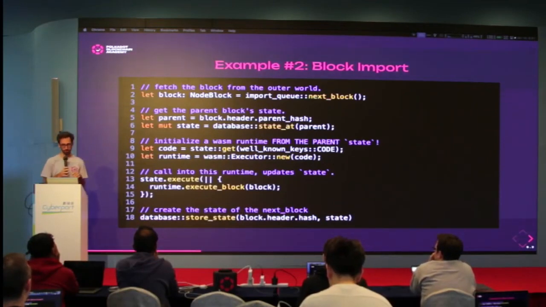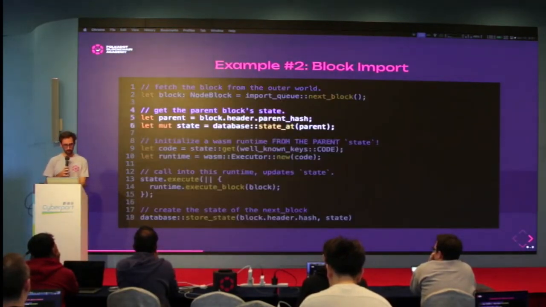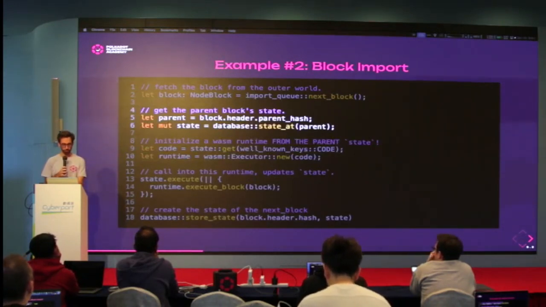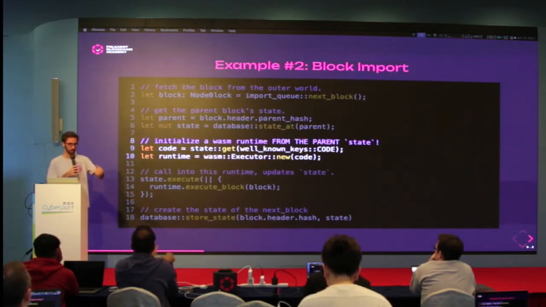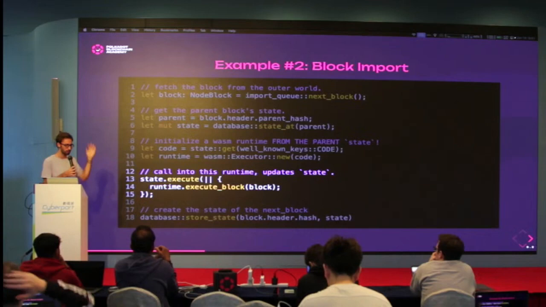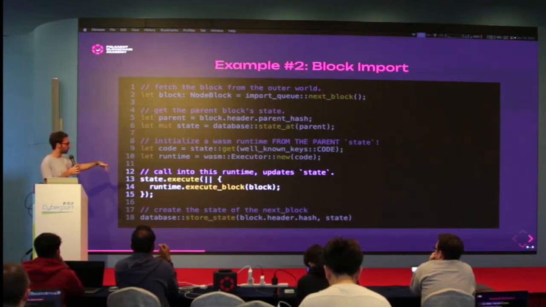Okay, so let's recap quickly again. We get the parent hash, we get the state associated with the parent hash. This is the last state on top of which I want to build. We get the code from this state, the last code, and we build a runtime from this last code. Then I'm representing this as a closure. This is also not accidental; you will see similar code in Substrate as well.